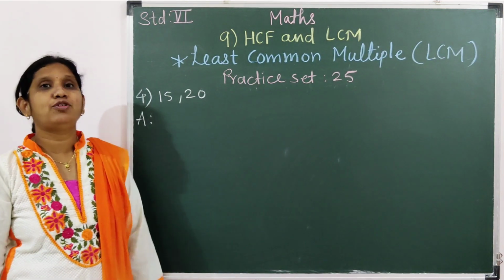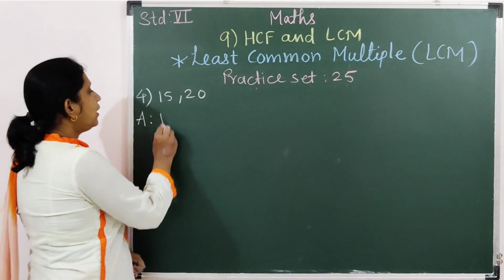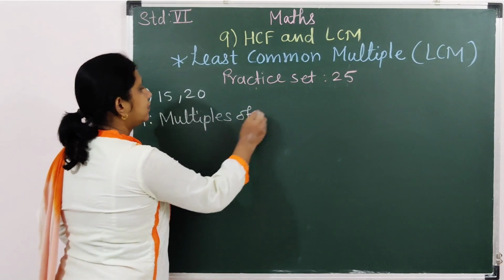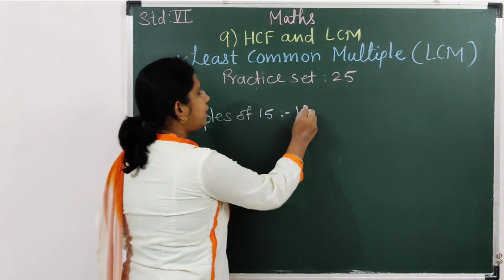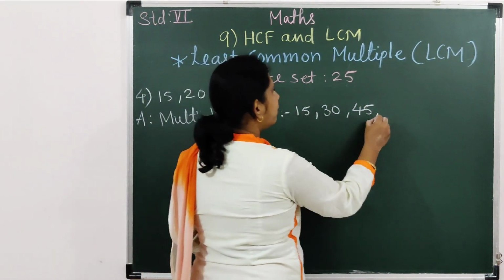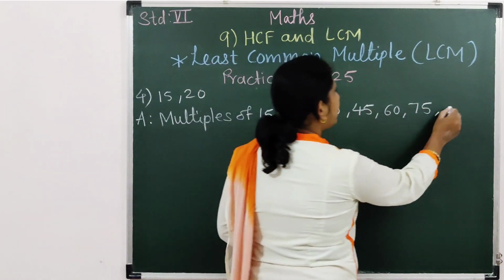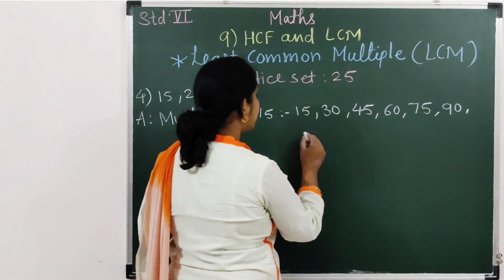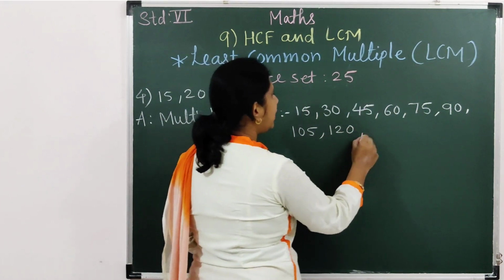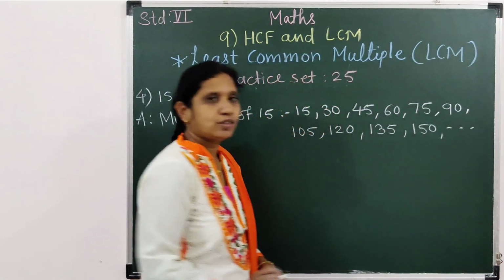Students, let us begin to solve the fourth example. Numbers given are 15 and 20. So let us write multiples of 15. 15 ones are 15, 15 twos are 30, 15 threes are 45, 15 fours are 60, 15 fives are 75, 15 sixes are 90, 15 sevens are 105, 15 eights are 120, 15 nines are 135, 15 tens are 150 and so on.